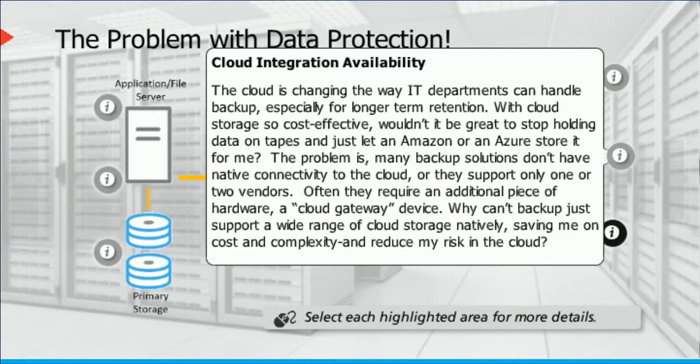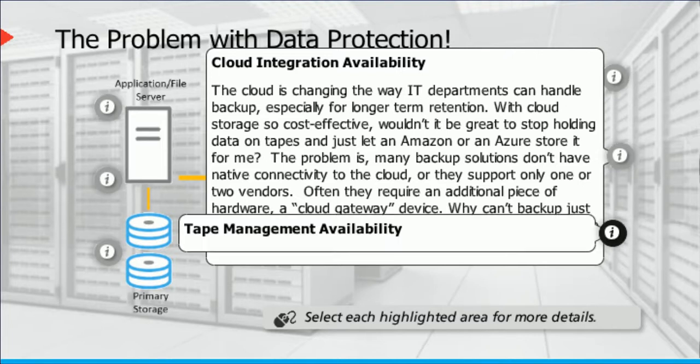The cloud is changing the way IT departments can handle backup, especially for longer-term retention. With cloud storage so cost-effective, wouldn't it be great to stop holding data on tapes and just let an Amazon or an Azure store it for me? Problem is, many backup solutions don't have native connectivity to the cloud, or they support only one or two vendors. Often they require an additional piece of hardware, a cloud gateway device. Why can't backup just support a wide range of cloud storage natively, saving me on cost and complexity, and reduce my risk in the cloud?